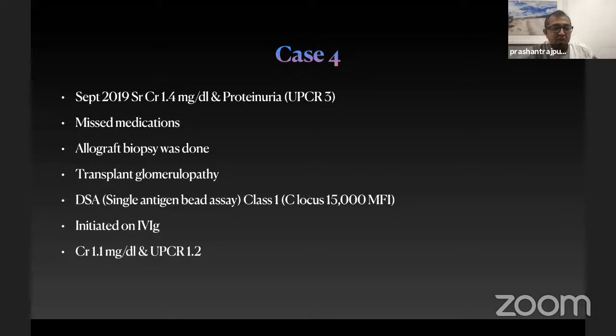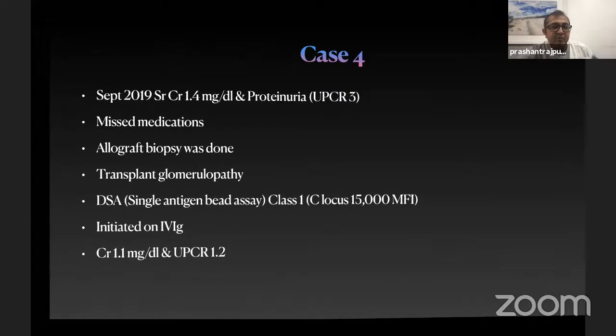She was initiated on IVIG, 400 milligrams per kilogram every 3 weeks, and 5 such doses were given every 3 weeks. Her creatinine came down to about 1.1 milligrams per deciliter, and the UPCR reduced to about 1.2, and there was a significant improvement.